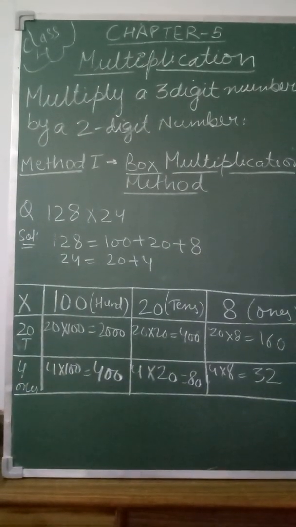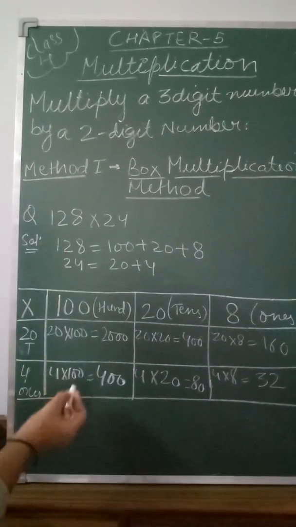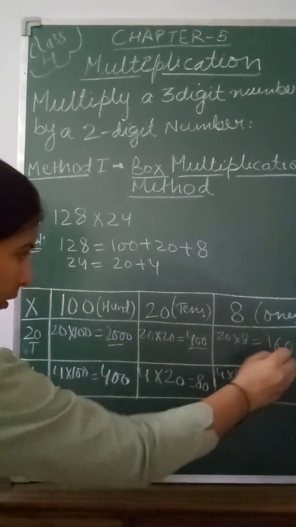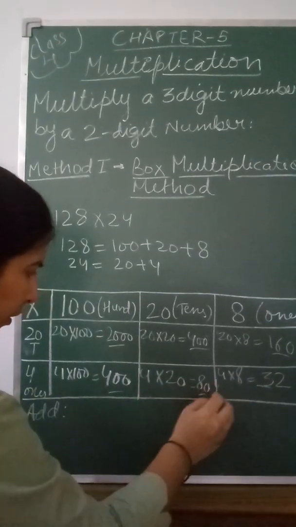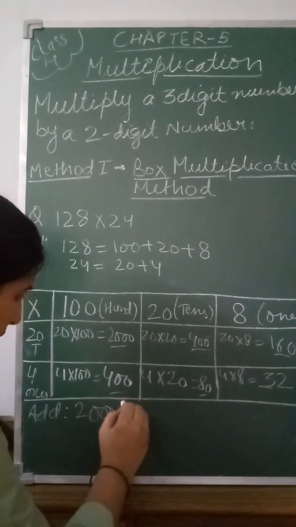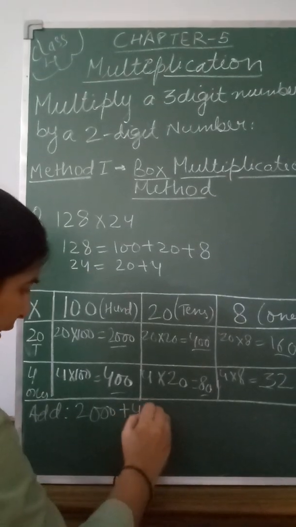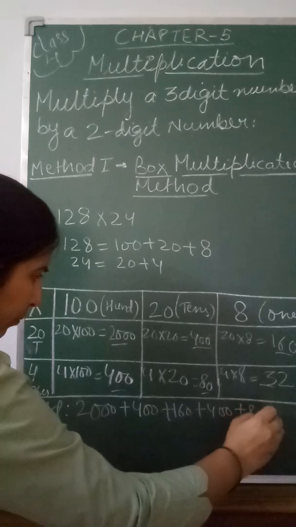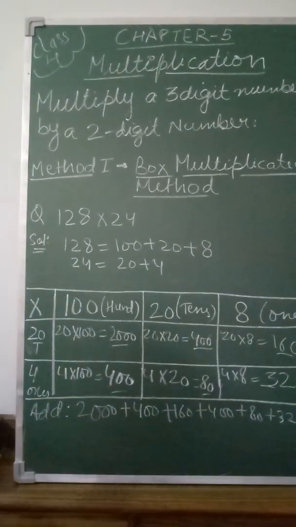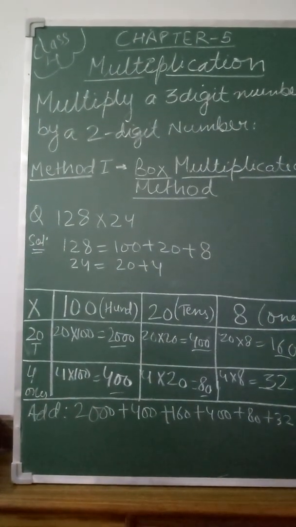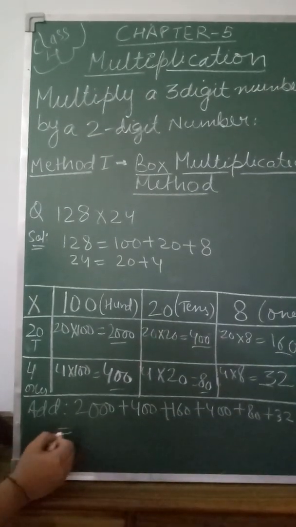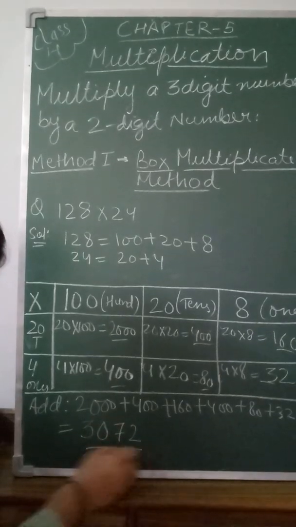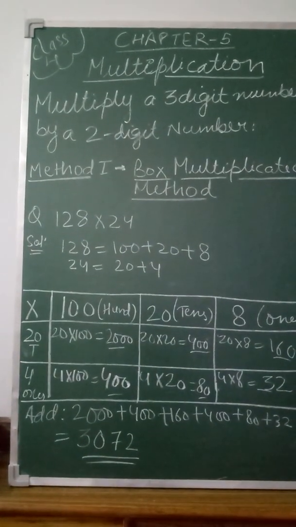After doing all this multiplication, now you have to add. What do we have to add? Add all the numbers: 2000 plus 400 plus 160 plus 400 plus 80 plus 32. You can write all these numbers in column form and find the answer. What is the answer after adding? This is 3072. So this is called the box multiplication method.